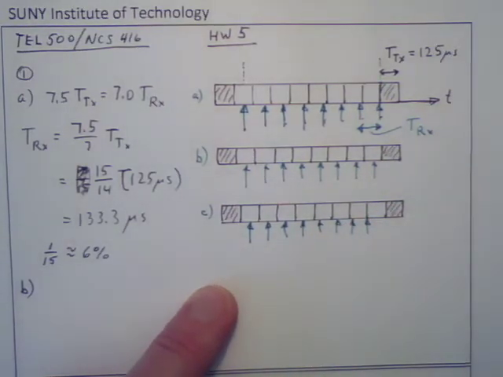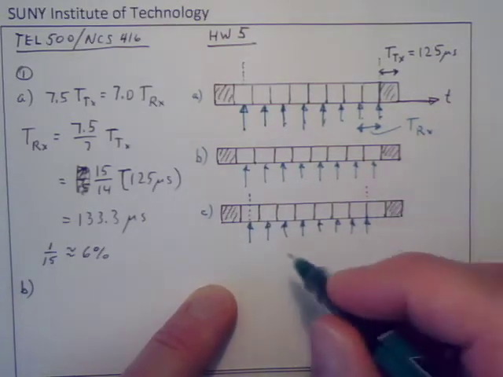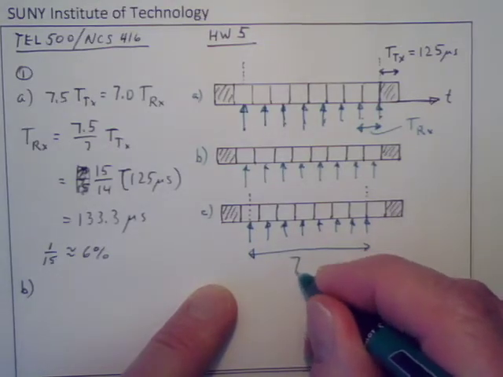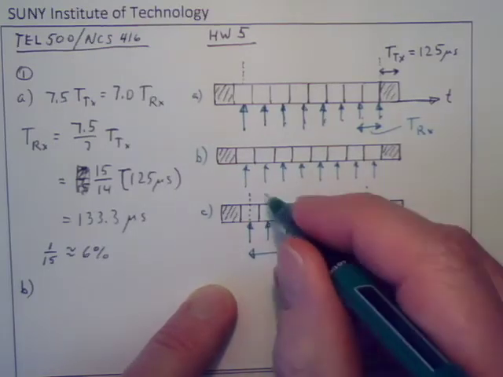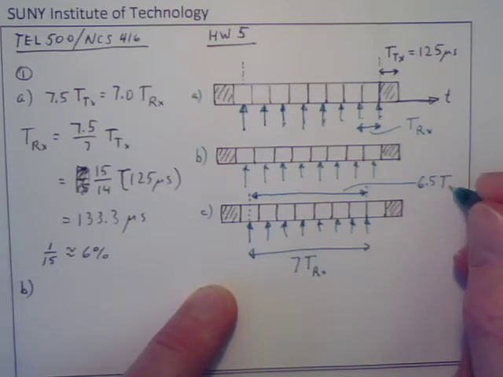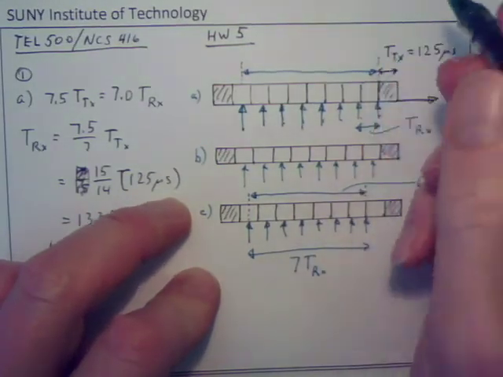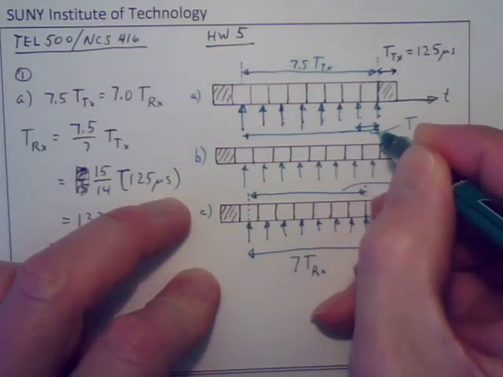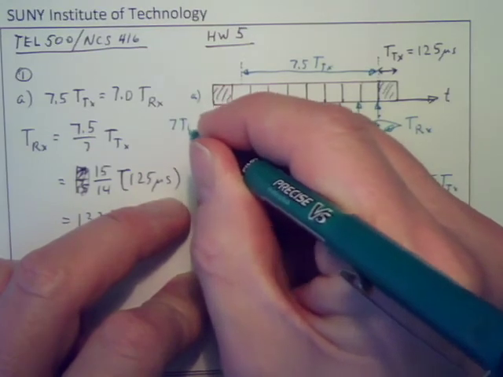I'm going to do the same thing. I'm going to start counting at this midpoint here, and end at this point now. This is 1, 2, 3, 4, 5, 6, 7 times the bit period of the receiver, but it's also equal to 1, 2, 3, 4, 5, 6.5 times the bit period of the transmitter. I can go ahead and label these things up here also. So I have 7.5 TTX, and, oops, this is going to be 7 times TRX.